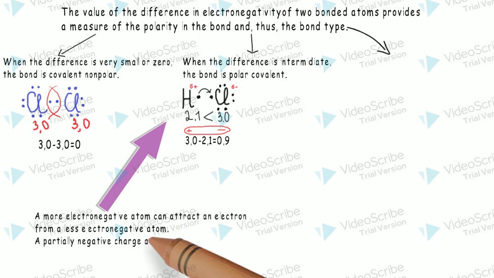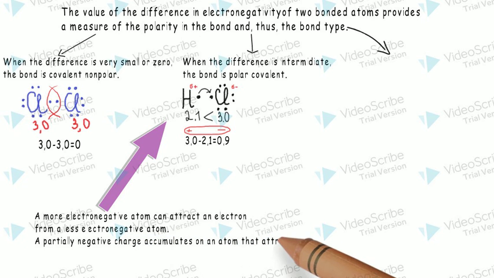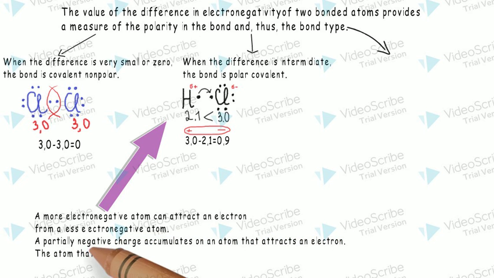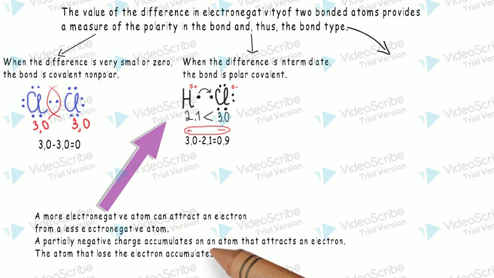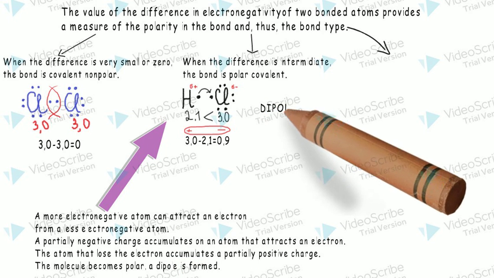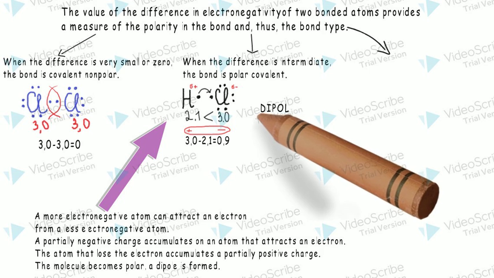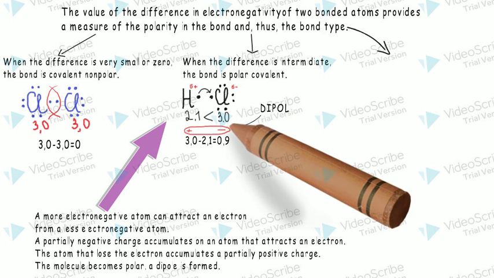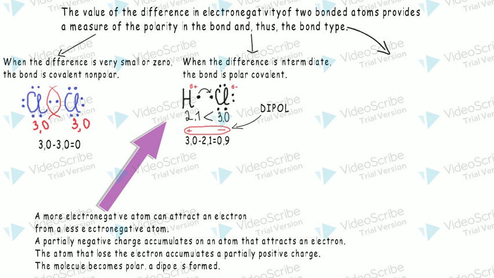A partial negative charge accumulates on the atom that attracts an electron. The atom that loses the electron accumulates a partial positive charge. The molecule becomes polar and a dipole is formed. In this molecule, the chlorine atom receives a partial negative charge and the hydrogen atom a partial positive charge.